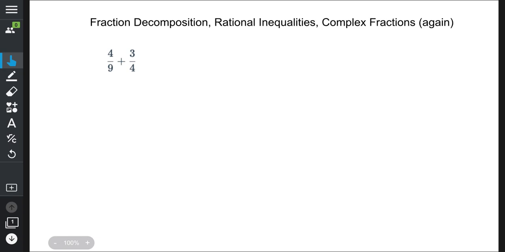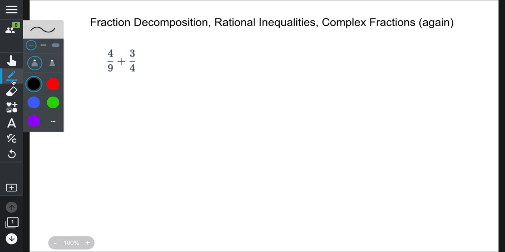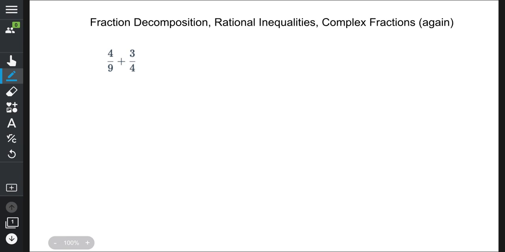Okay, in this video, we're going to talk about fraction decomposition, rational inequalities, and complex fractions. We're going to take a fresh look at complex fractions. But first, fraction decomposition. Decomposition meaning take it apart. But before we look at that, we're going to put them together.